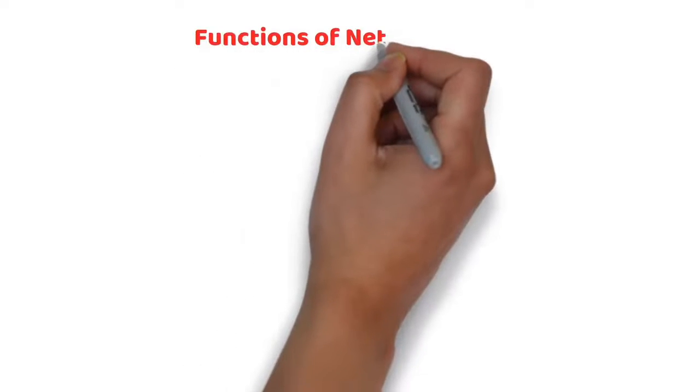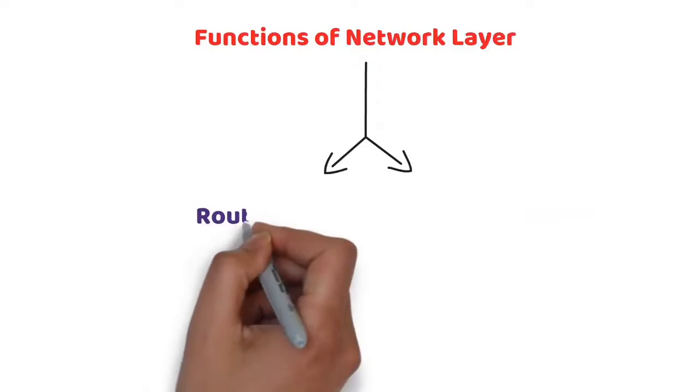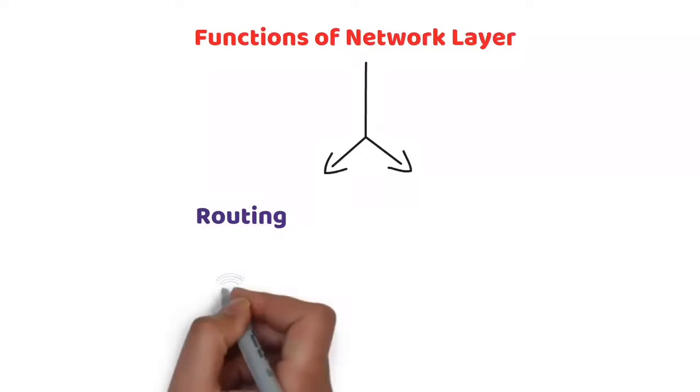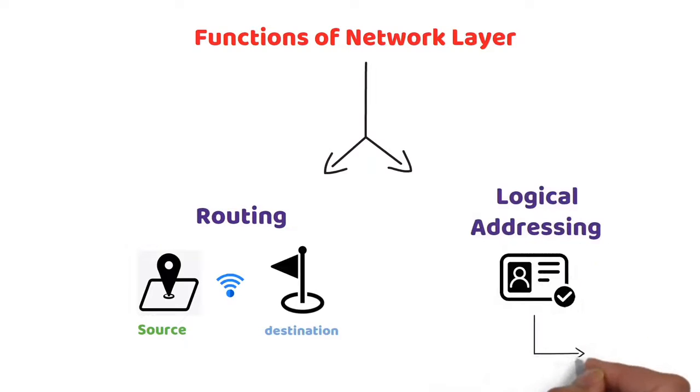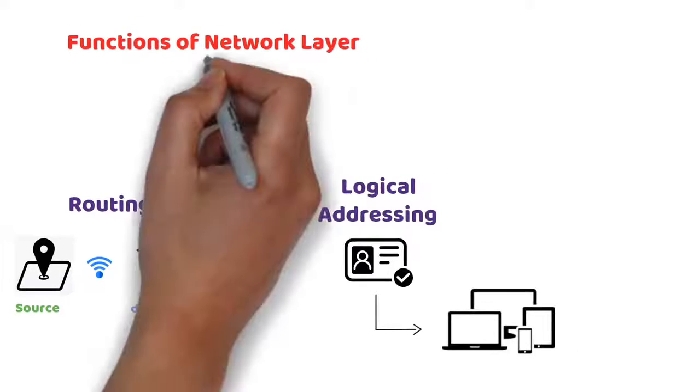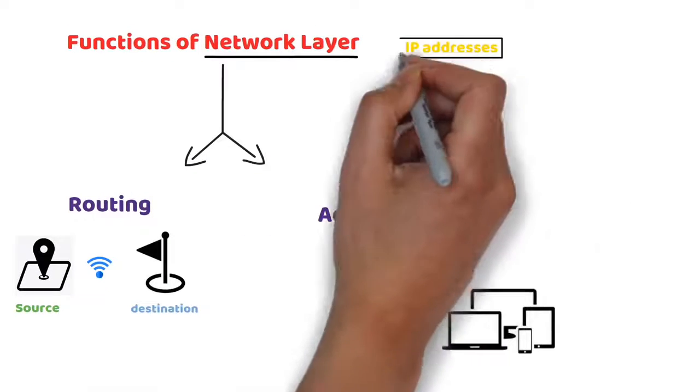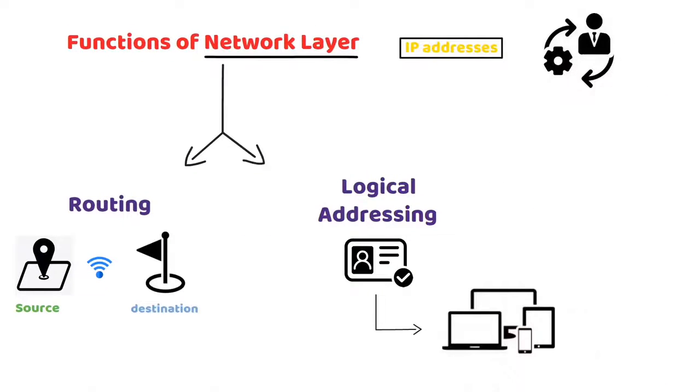The main functions of the network layer are routing. The network layer protocols determine which routes from source to destination. Logical addressing. The network layer defines an addressing scheme to uniquely identify devices. The network layer places the IP addresses from the sender and receiver in the header.